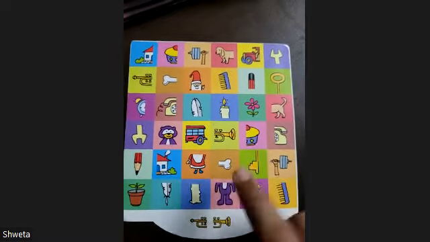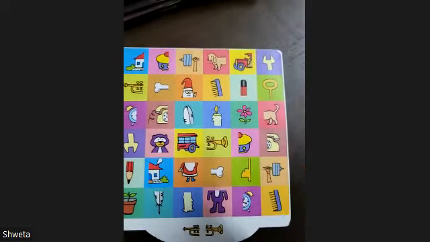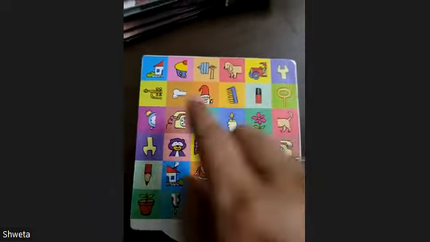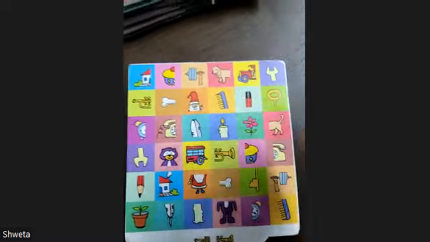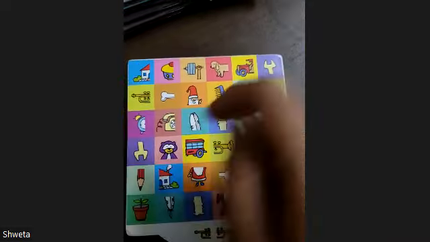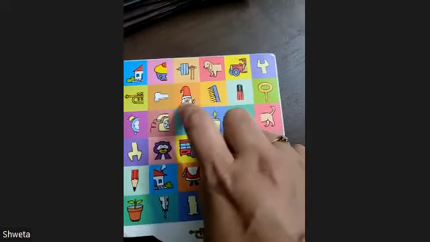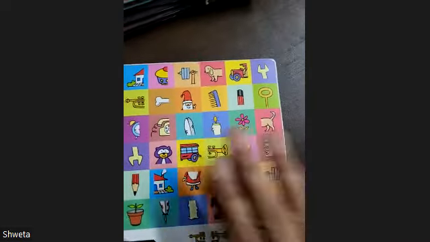If I ask you to give adjectives, so you can roll the dice, and for example, I got number 4. So I have to describe this. If I got number 6, I have to describe this. If I got number 2, then I have to describe the Santa. So the same picture card you can use.